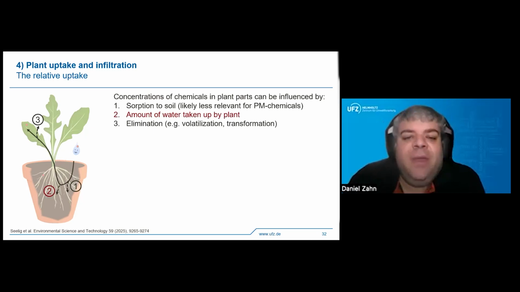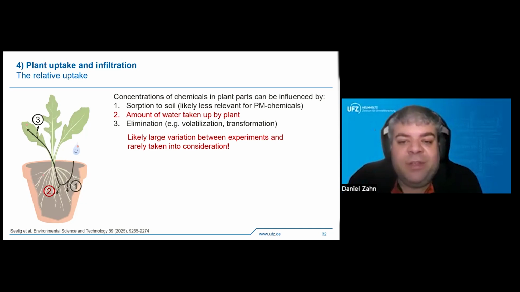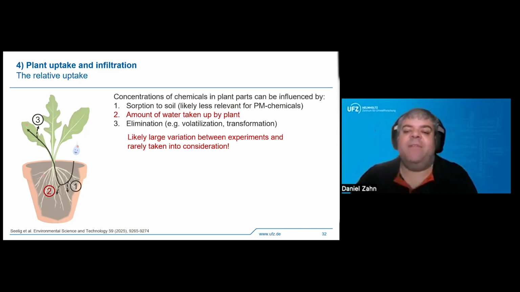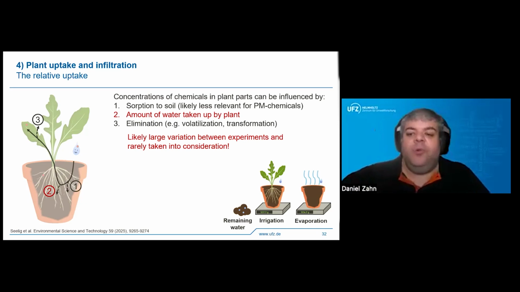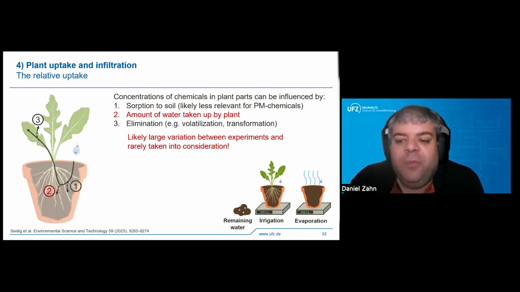Of these factors, we found the amount of water taken up likely leads to the largest variance between different studies, because this can very much depend on the growth period. It can very much depend on how long the experiment is running. So we decided to closely monitor the water taken up by the plant. We had non-planted pots in which we estimated evaporation. We closely monitored the irrigation and we analyzed how much water remained in the soil after the experiment. And with this, we calculate for each individual plant how much water was taken up over the experiment period.